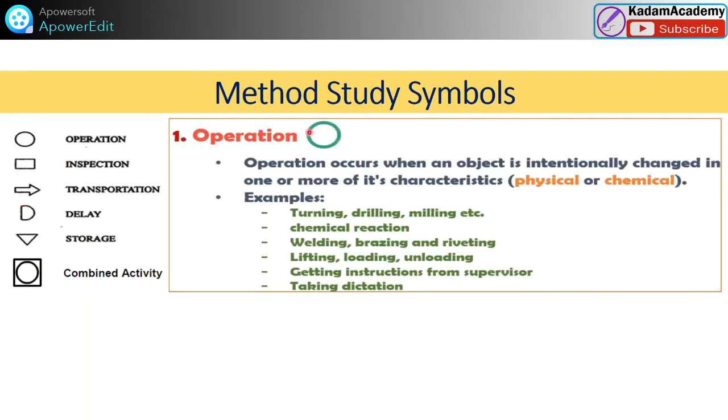The operation is represented by the circle. This operation symbol is used in the various charts or diagrams when an object is intentionally changed in one or more of its characteristics, physical or chemical. For example, turning is an operation, drilling, milling, chemical reaction, welding, brazing, riveting, lifting, loading, unloading, getting instructions from a supervisor, or taking dictation. These are examples of operations.